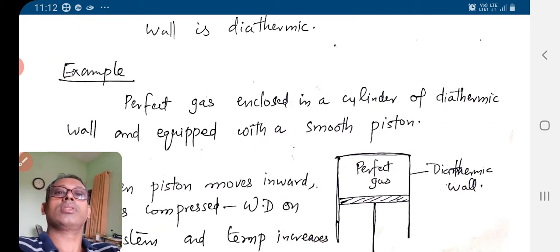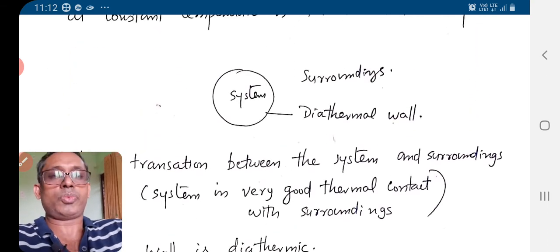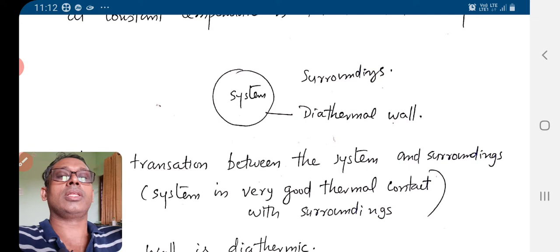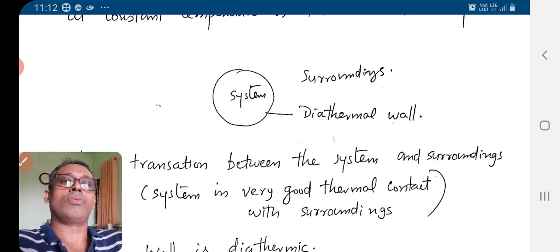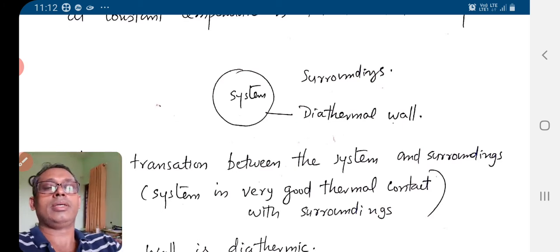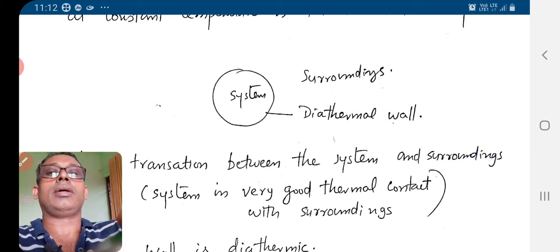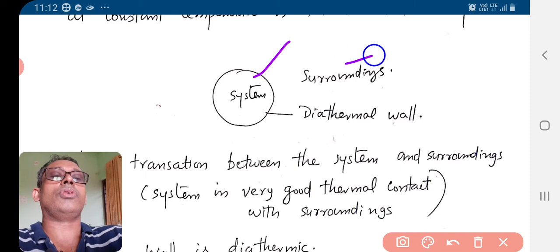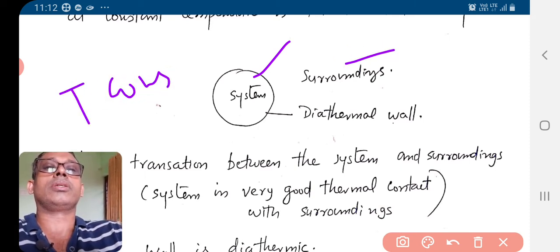Then the process is an isothermal process. Why is it an isothermal process? Suppose some changes take place in the system. The state of the system changes: pressure, volume, temperature change. Then immediately the excess heat will flow from the system to the surroundings, maintaining the temperature constant.